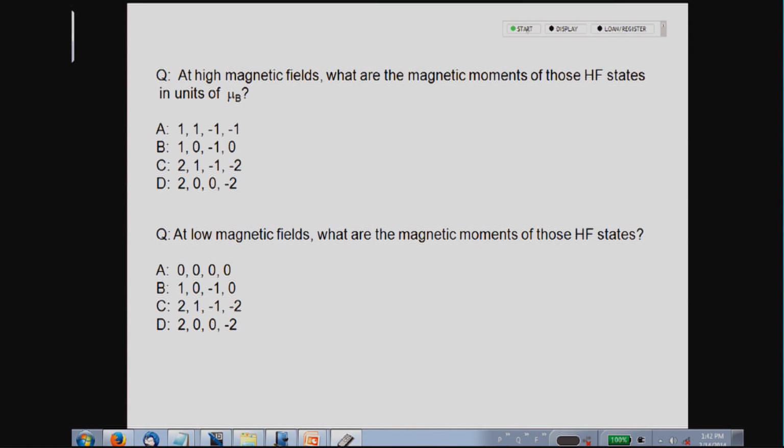Then finally, the last question, same situation, positronium, but now at low magnetic fields. What are the magnetic moments of the 4 hyperfine states of positronium at low magnetic field?